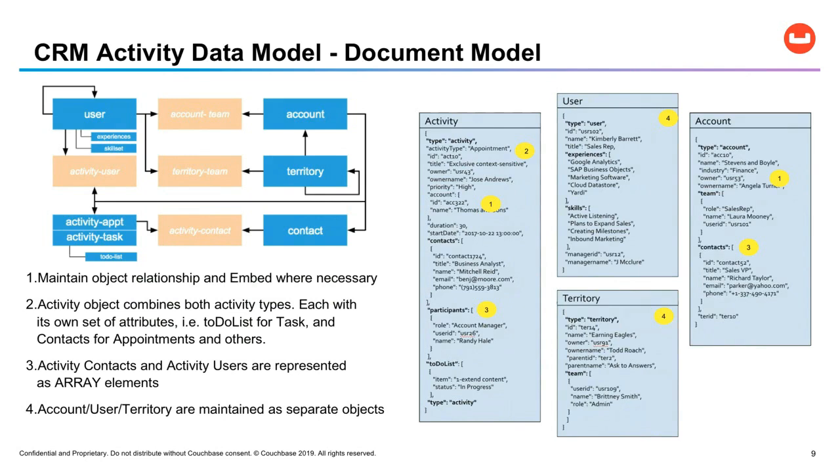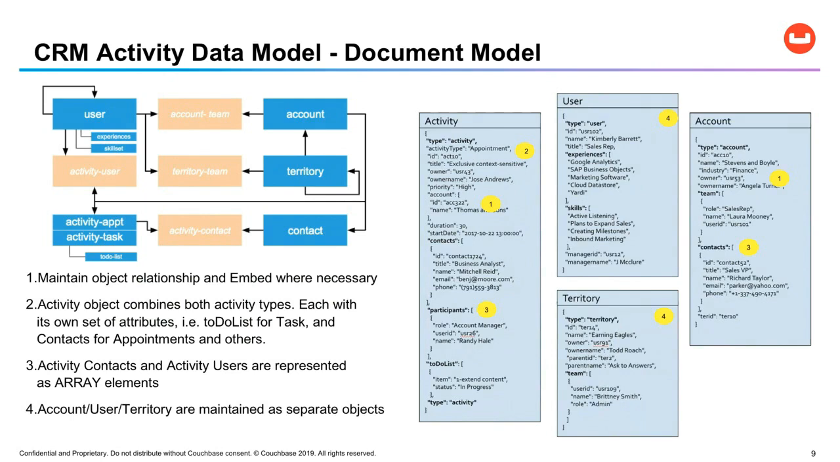Activity context and activity user are represented as array elements. This is the third strategy on transforming your relational to JSON model that I talked about in the previous slide. And finally, account and user territory are maintained as separate objects. Again, this is the hybrid model where these objects are still kept normalized, similar to your relational model.